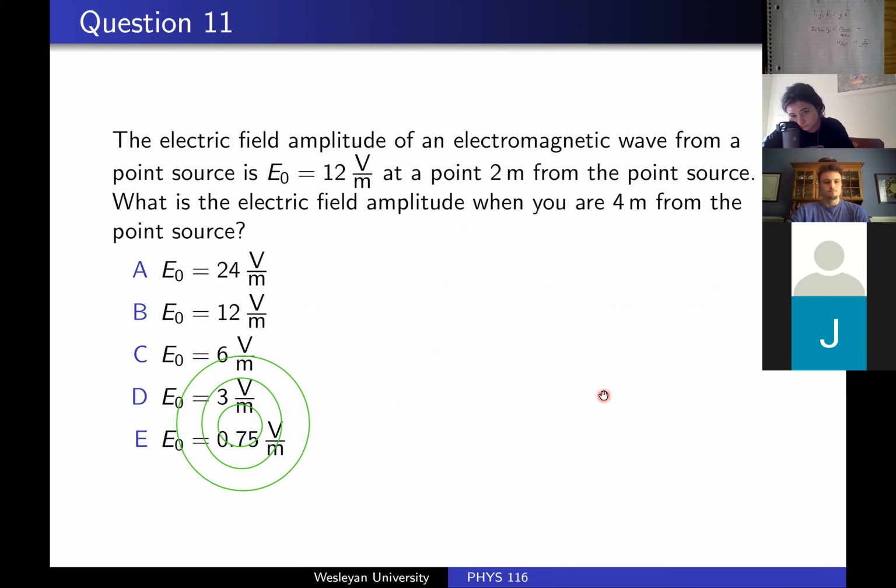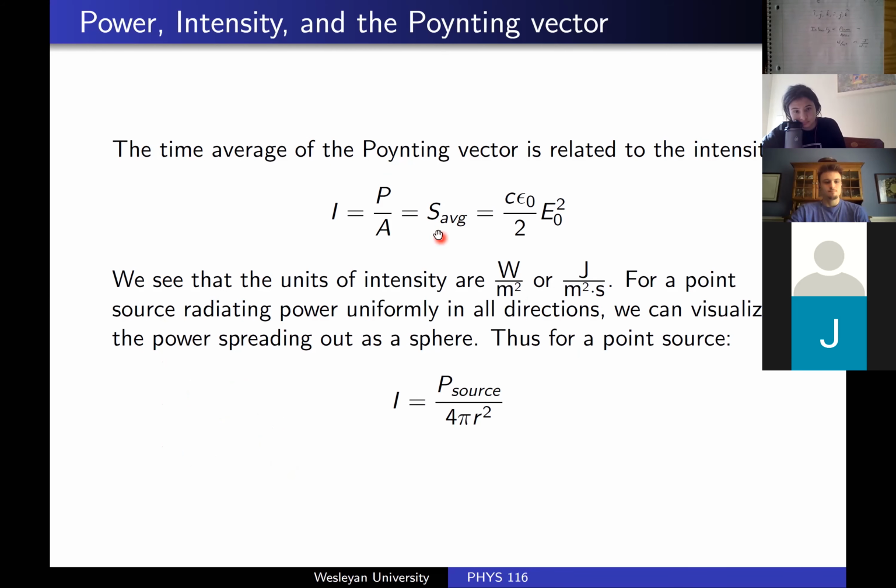All right, clear those drawings. And so we can relate that Poynting vector average to the magnitude of the electric field. So we see that the intensity of light goes as the square of the electric field amplitude. And if you go further into optics and start looking at interference and phenomena like that, that has some interesting consequences there.